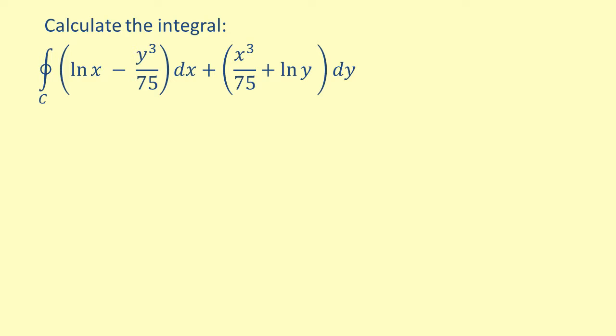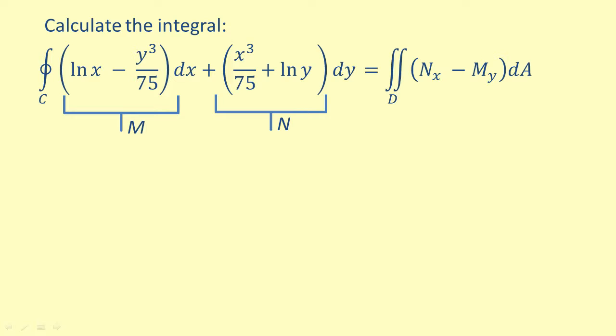We are given the line integral of the quantity natural log of x minus y cubed over 75 dx plus the quantity x cubed over 75 plus the natural log of y dy. We can consider the first quantity, which we will integrate with respect to x, to be M, and the second quantity, which we will integrate with respect to y, to be N. According to Green's theorem, this is equivalent to the double integral over the closed region D of the quantity N sub x minus M sub y dA.